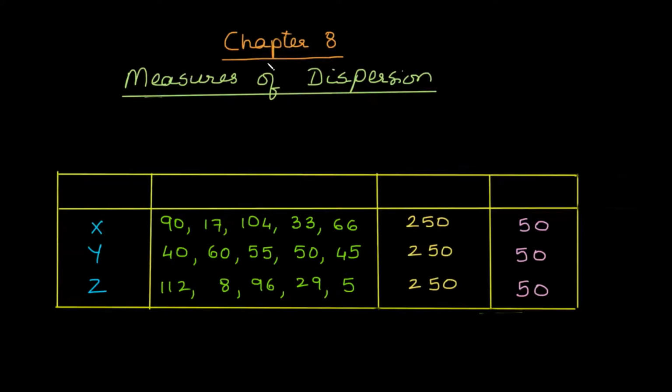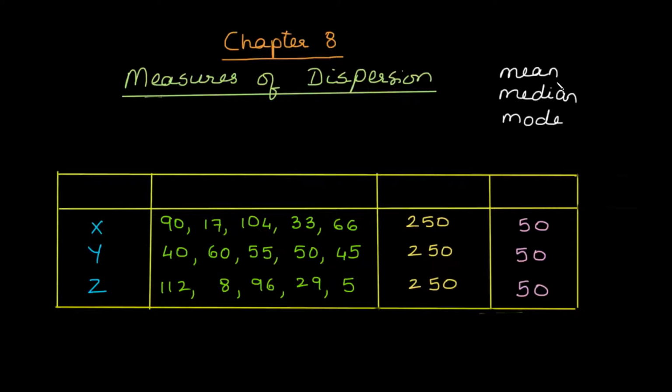Hello students, today we begin with chapter 8 of your Maths 1 portion, that is measures of dispersion. In the previous years, in the earlier classes, you have learned about the measures of central tendency, that is, you have learnt about mean, median and mode. You have solved sums also regarding these concepts.